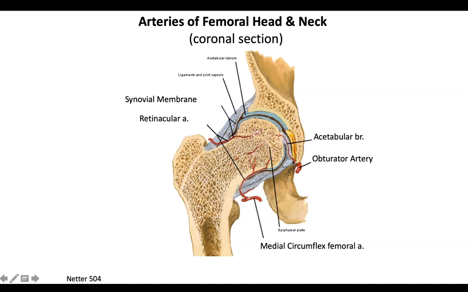And I mentioned that a small artery passes through the ligament of the head of the femur, which connects the acetabular notch to the head of the femur, the pit or fovea of the head of the femur. This artery is a branch of the obturator artery. The obturator artery gives rise to a branch called the acetabular branch. It courses through the ligament of the head of the femur, and it also gives a little bit of blood supply to the head and neck of the femur.